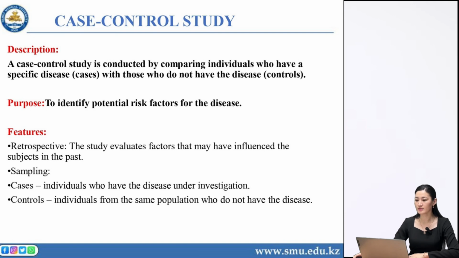The next study design is case control study. A case control study is conducted by comparing individuals who have a specific disease with those who don't have the disease, the control group. Purpose: to identify potential risk factors for the disease. Features: retrospective study. The study evaluates factors that may have influenced the subjects in the past. Sampling: cases are individuals who have the disease under investigation. Controls: individuals from the same population who don't have the disease.